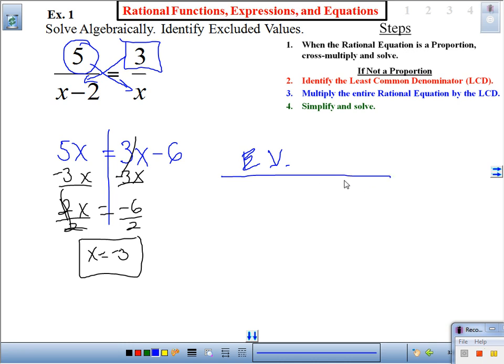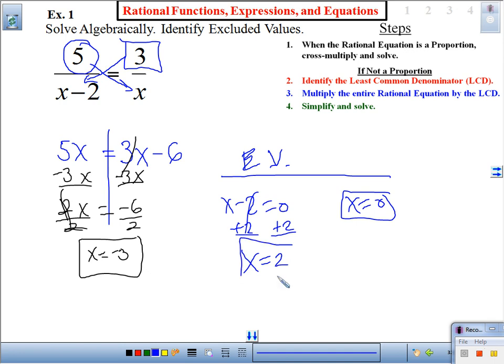How do we check for excluded values? You take the denominators equal to 0. So we got x minus 2 equal to 0, and what else? x equal to 0. This one's already solved. This one, add 2 to each side of the equation. x equals 2. So my excluded values are 0 and 2.